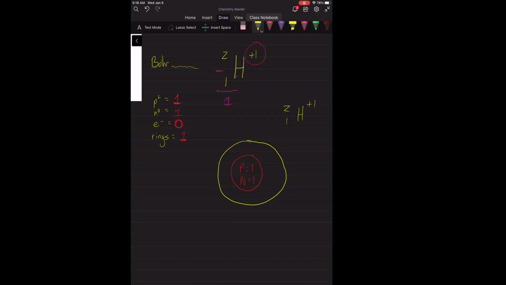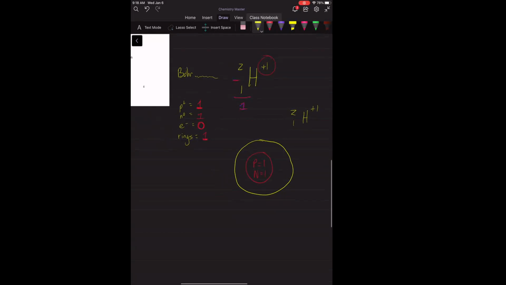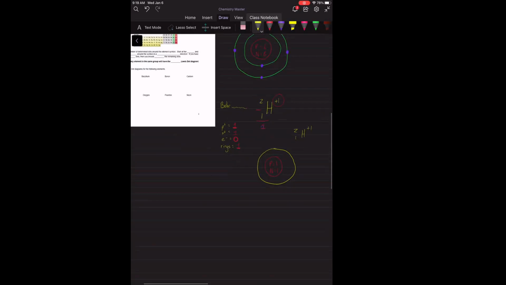Will these notes be under a link in Schoology? Yeah, they're in Schoology now. You mean like filled in? Yes, ma'am. I'll put these in your notebook under keys. Okay.